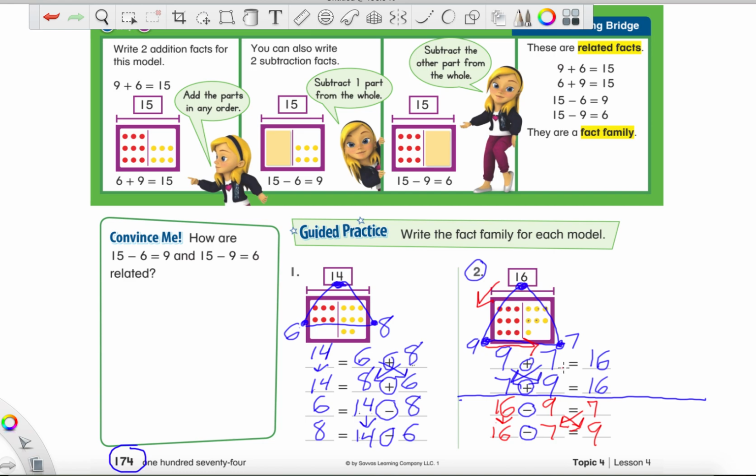So wherever the big number is for addition, that will stay in that spot for both addition problems. For subtraction, that big number also stays in the same spot. The only ones that are moving are the parts, not the total. All right, so let's go ahead, go to page 175, and we'll do just one more practice one together.